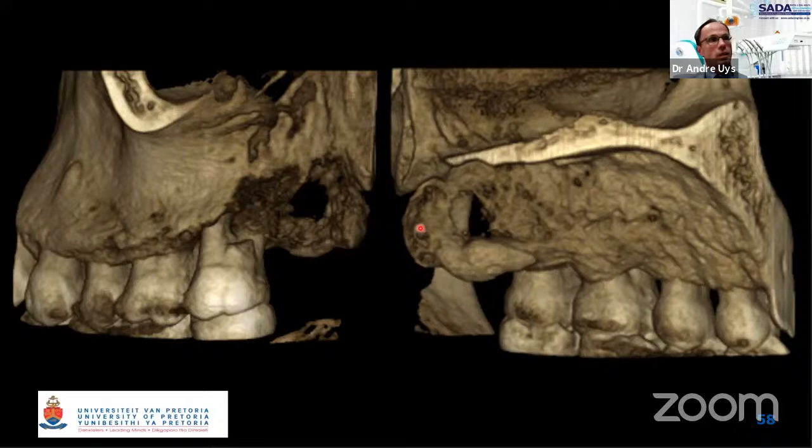This is from the palatal side. And as you can see, the bone in that palatal region was also fractured. And that's the image that we saw on that periapical radiograph. So that was the fractured palatal bone in that area there.